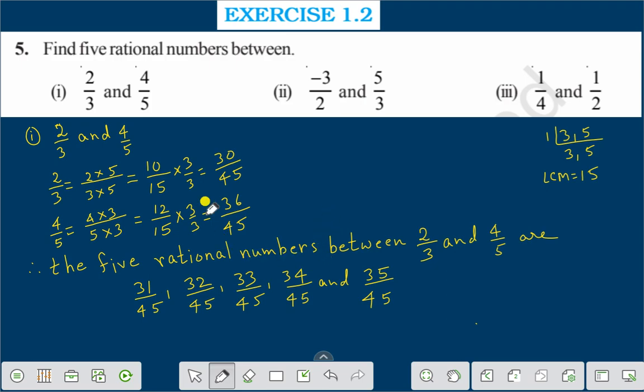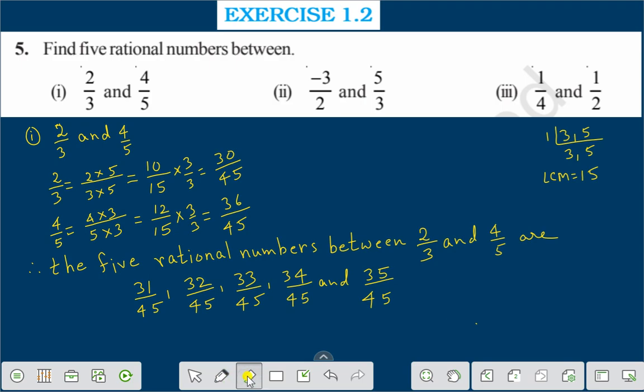Right? What do we do? We have to make the denominator same. After doing that, here it is 10 by 15 and 12 by 15. For that we are getting only 11 by 15, one rational number only. For that you have to multiply by 3, so that we will get 5 rational numbers. That is 10 times 3 is 30, 5 times 3 is 15 times 3 is 45, 12 times 3 is 36, and 15 times 3 is 45. Therefore, the 5 rational numbers are 31 by 45, 32 by 45, 33 by 45, 34 by 45, and 35 by 45.